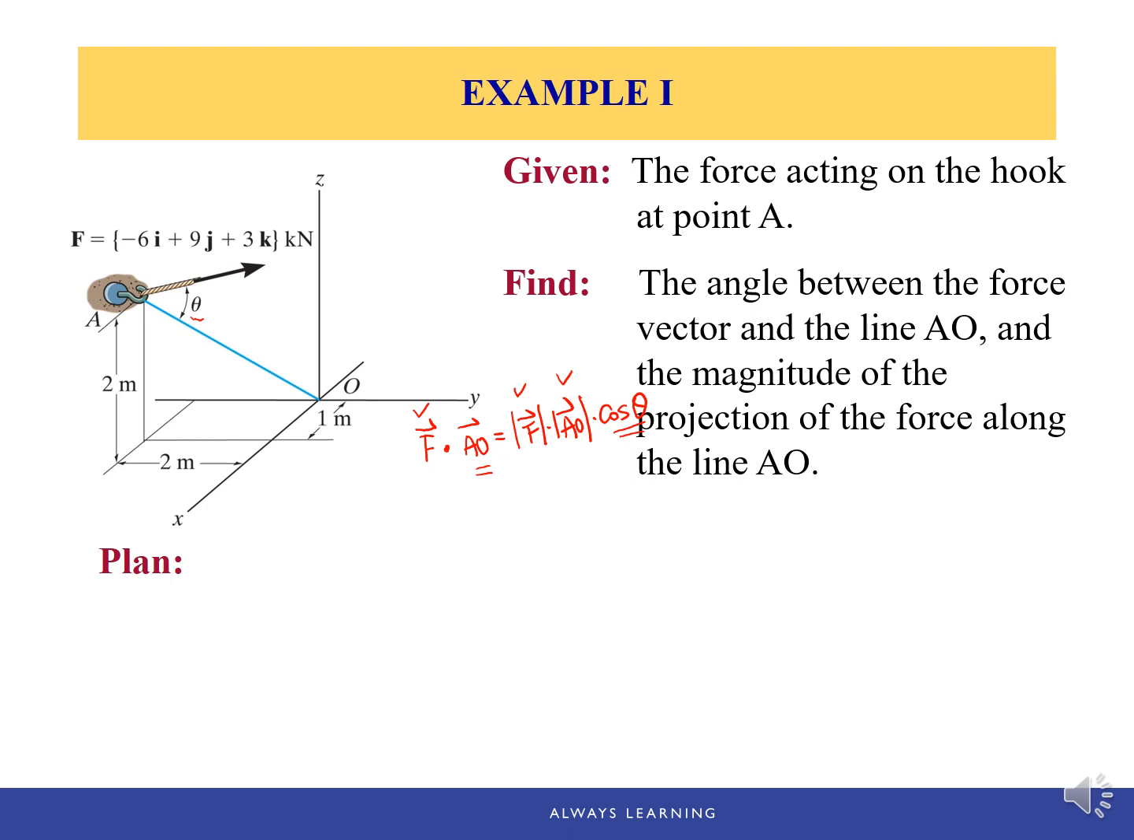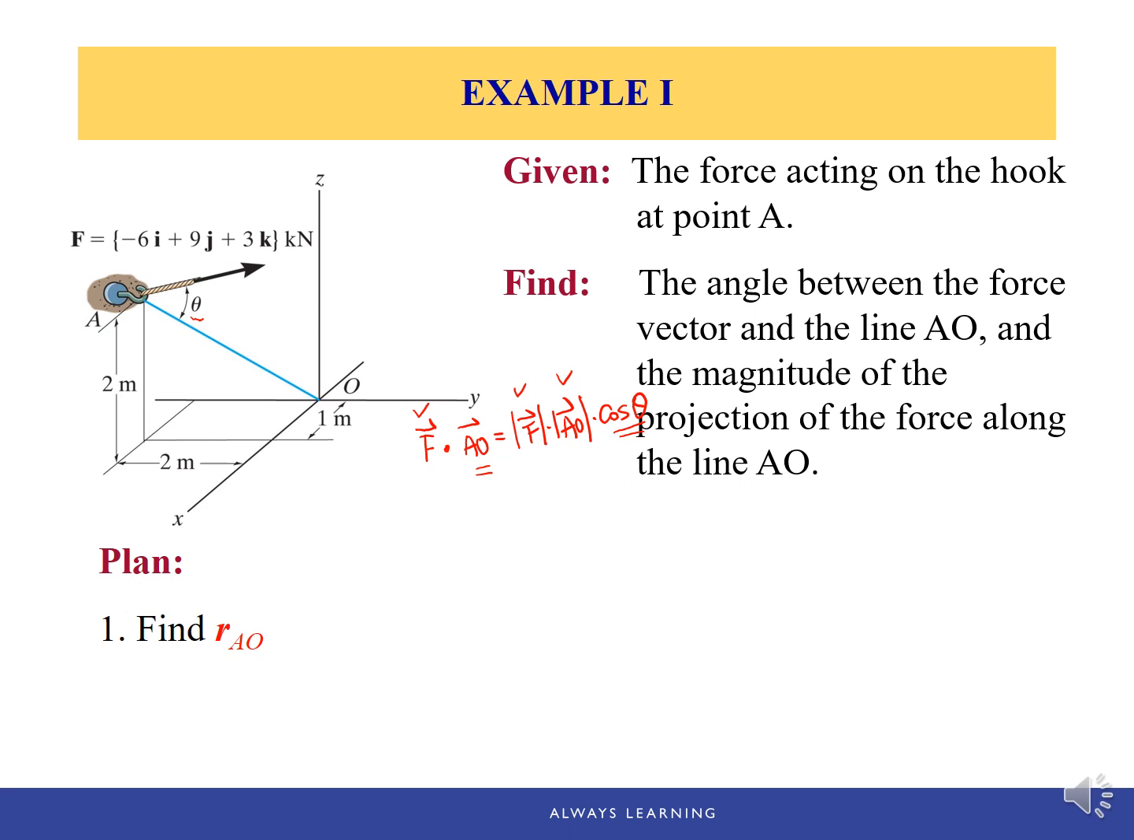Vector AO can be found because we already know point O is (0, 0, 0), and for point A, we can find the coordinates based on the geometry. So that means we can use the dot product to find the angle between the two vectors. Then for the projection of the force along the line AO, if we can find cosine theta, the projection is just the magnitude of force times cosine theta, or we can do F dot u_A, or u_AO.